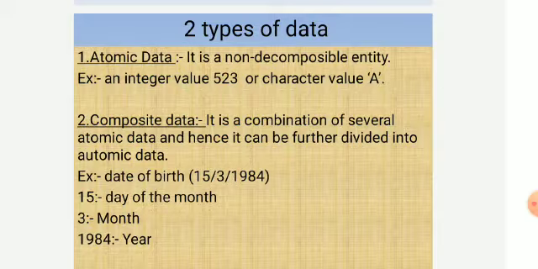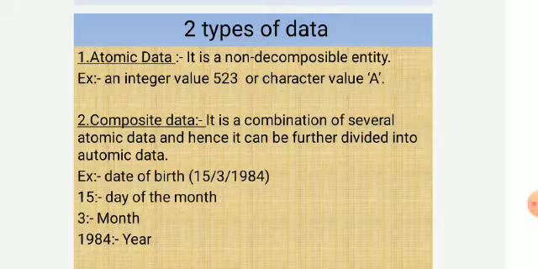The second type is composite data. Composite data is a combination of several atomic data and it can be divided into atomic data. It means what? Suppose there is a date of birth. In the date of birth, it considers what? Day, month and the year.